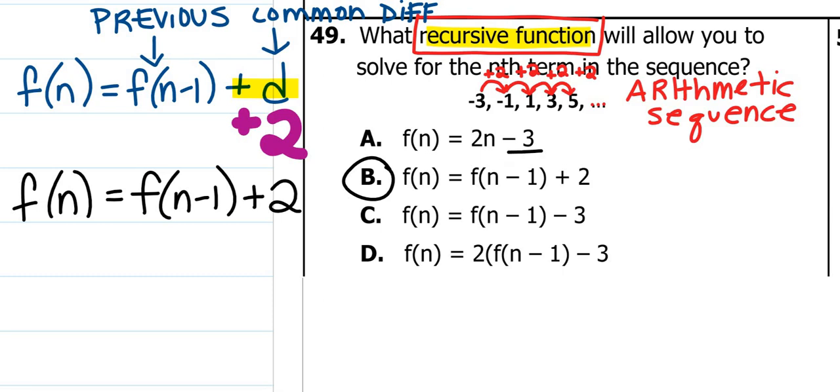Notice we have a -3, which makes you think that you should start with the first term. That's not the case. For choice C, again, you have a -3, which makes you think you should do the first term. That's not the case. And then the last one, there's multiplication, there's the -3, there's a whole bunch of things that are not correct. So recursive function means you're going off of the previous term in the list and then adding the common difference. Choice B. Let's go on.